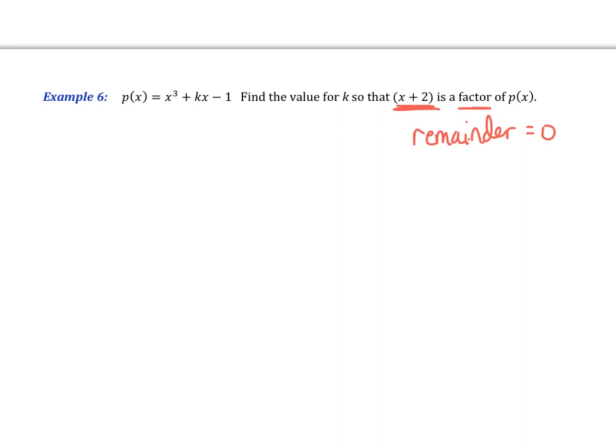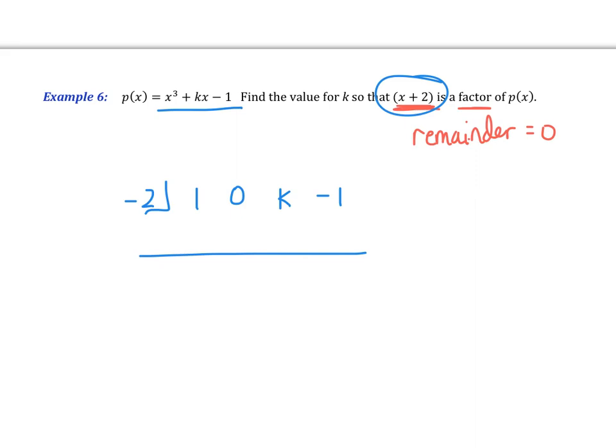So I'm going to use synthetic division here. And since I am dividing by x plus 2, I'm going to put a negative 2 in the box here for my synthetic. Now going across here, it looks like I have a 1 for x cubed, a 0 for x squared, a k for the x, and then a negative 1. Now, why is the remainder equal to 0 so important? Well, that means that at the very end here, I have to have 0.